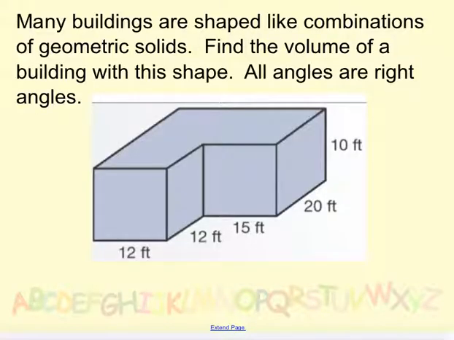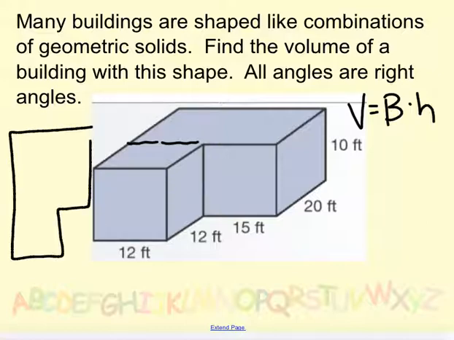Yep, our last one. Many buildings are shaped like combinations of solids. So find the volume of the building with this shape. All angles are right angles. Well, we could cut this up into a couple pieces and find the volume of the small piece and the big piece. That will definitely work. I want to practice, though, this volume formula, that is the area of the base times the height. So if I want to find the area of the base, let's find the area of this solid.